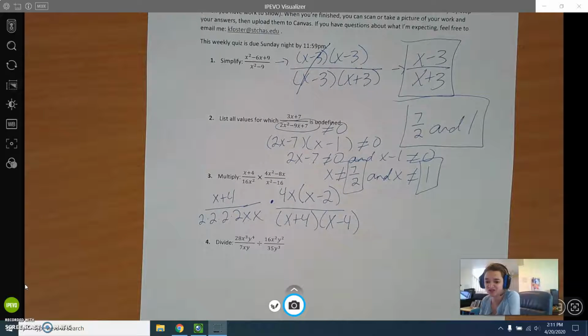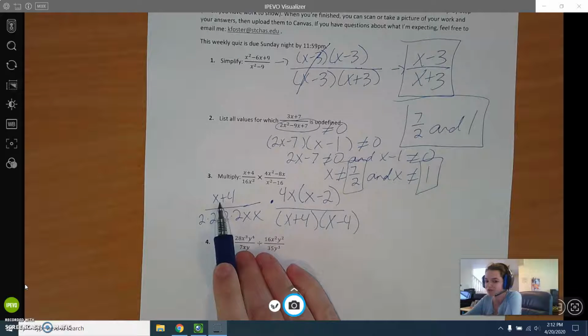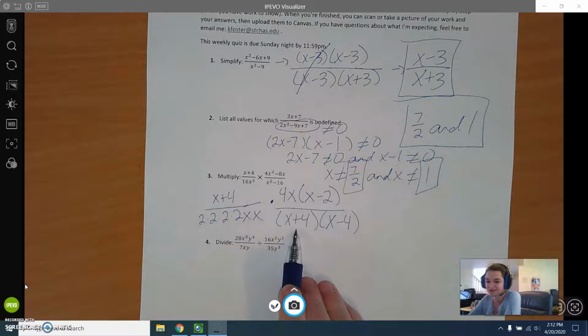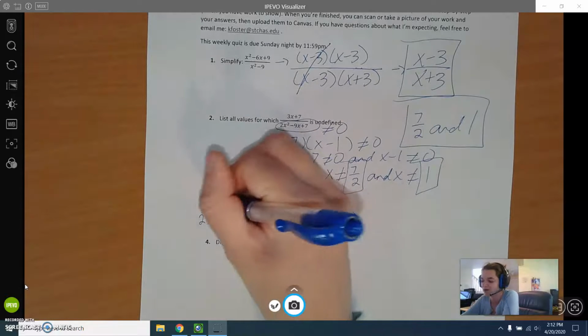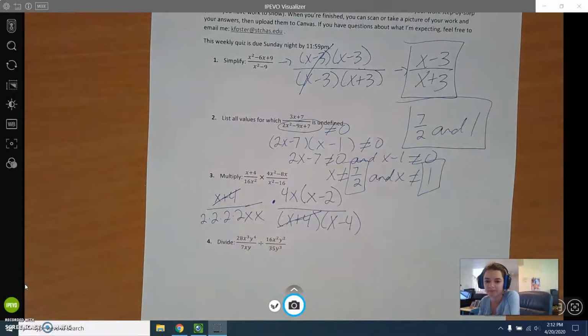Now that I have things all factored out, you can start looking for common factors that divide. Now keep in mind, for them to divide out, one has to be in the numerator and one has to be in the denominator. If they're both in the numerator, they multiply together. If they're both in the denominator, they also multiply together. But if there's one in the numerator, like I notice an x plus 4 up here, and an x plus 4 down there, they're going to divide out, okay? So x plus 4 divided by x plus 4 is 1, okay?